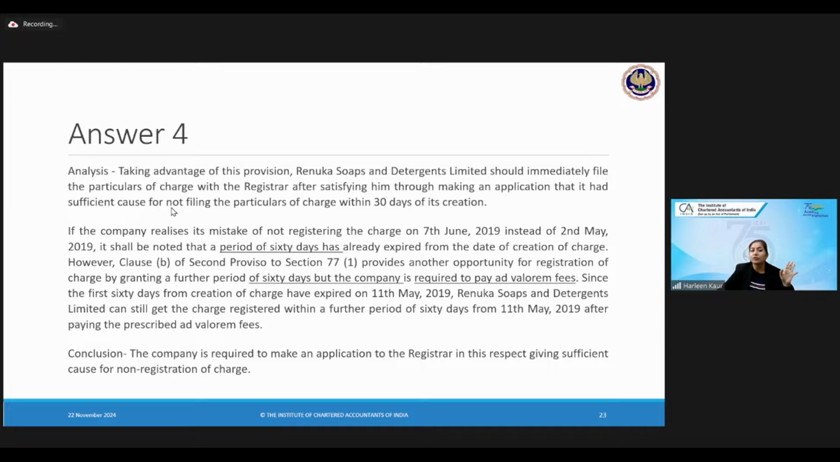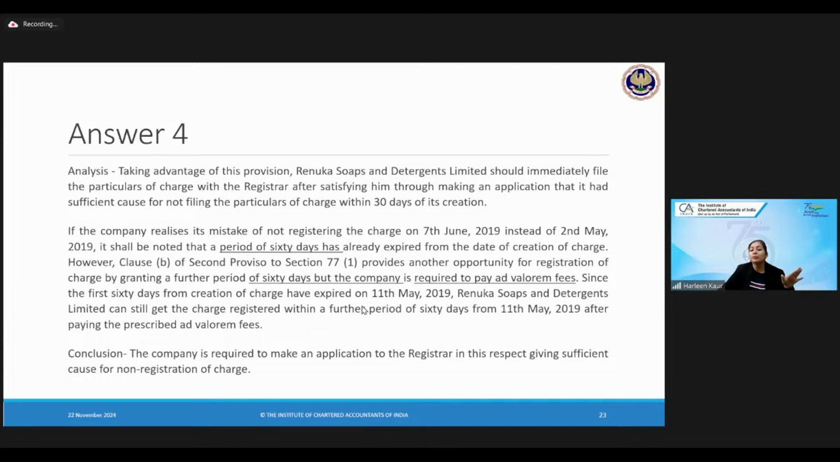Taking advantage of this provision, Renuka Soaps will get the particulars of the charge registered after satisfying, and will file an application of the sufficient cause for not filing within 30 days. So now what will happen? Company realized its mistake on 7th June instead of 2nd May. Period of 60 days have already expired. Now clause B of second provision to section 77 subsection 1 will become applicable.